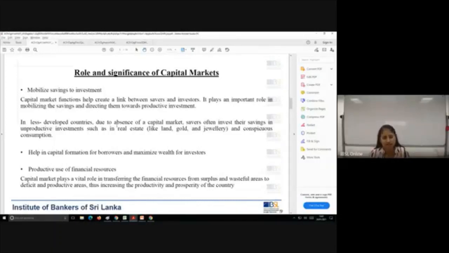Role and significance of capital markets. Why do we have capital markets? Can a country work without a capital market? Let's see what are the benefits of why we have these capital markets. First and foremost, we need to have a capital market to mobilize savings towards investment. The capital market is the market which links the saver to the investor.